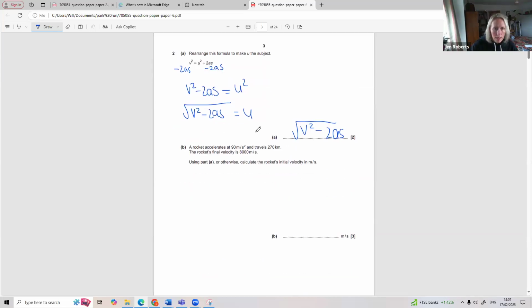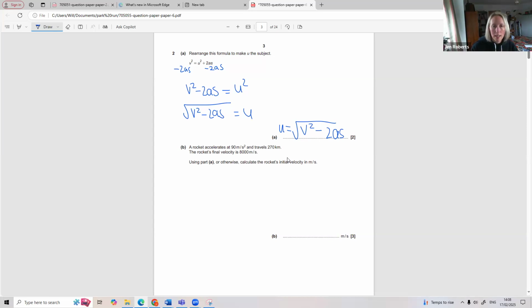So a rocket accelerates at 90 meters per second squared and travels 270 kilometers. The rocket's final velocity is 8,000 meters per second. Use part A or otherwise to calculate the rocket's initial velocity. So here, I'm just checking to see if they would have given you that if you hadn't put U equals, which I didn't. Yeah, you do need U equals. So make sure you have got U equals there.